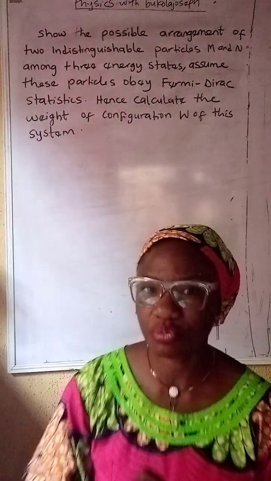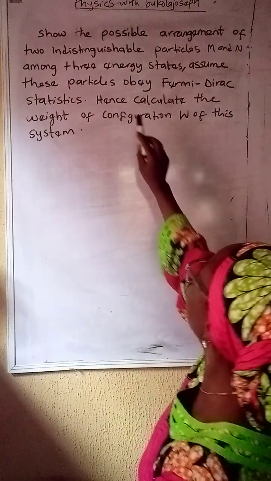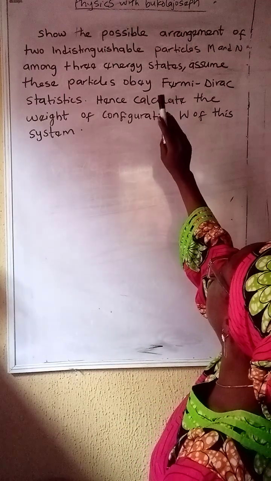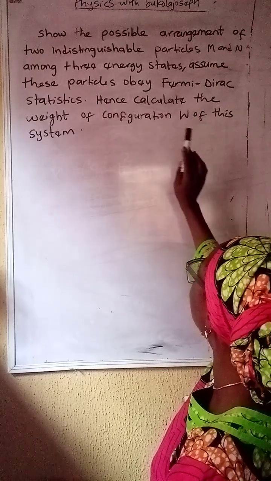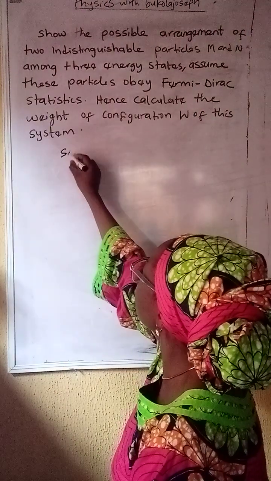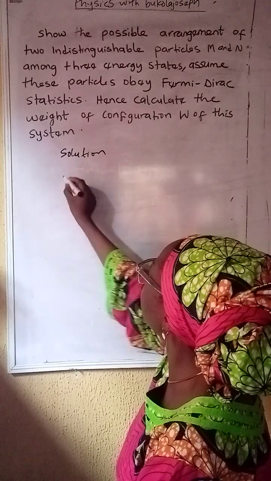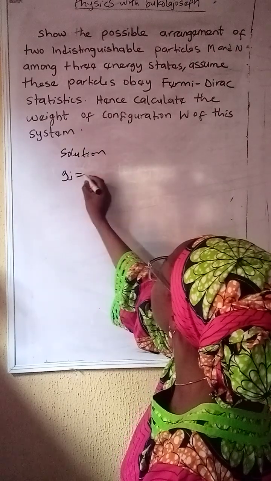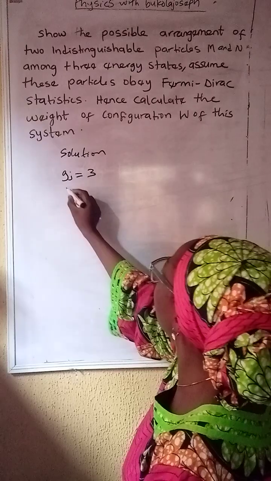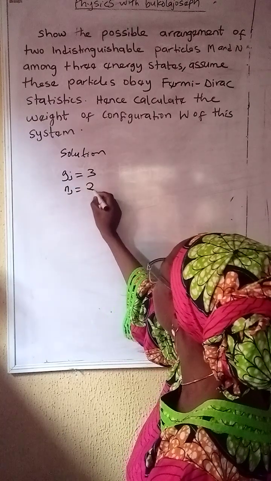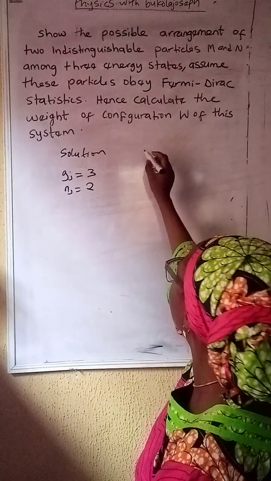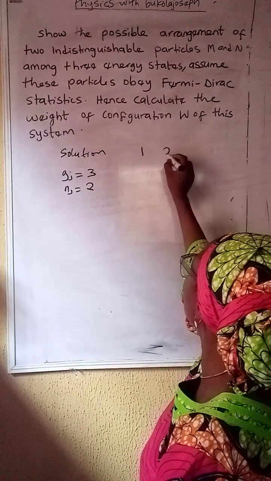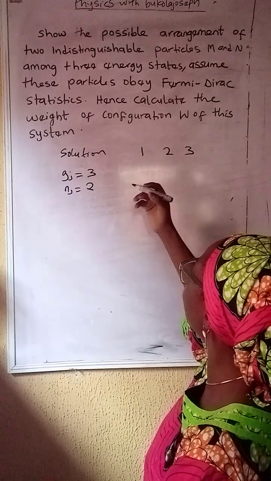If we are going to solve this problem, this is what we will do. They say we should find the possible arrangement of two indistinguishable particles M and N among three energy states. So it means the energy state Gj is equal to 3, and the number of particles Nj is equal to 2. Now they say we should show the possible arrangement. So we have three energy states, that's 1, 2, 3, and the particles are M and N.